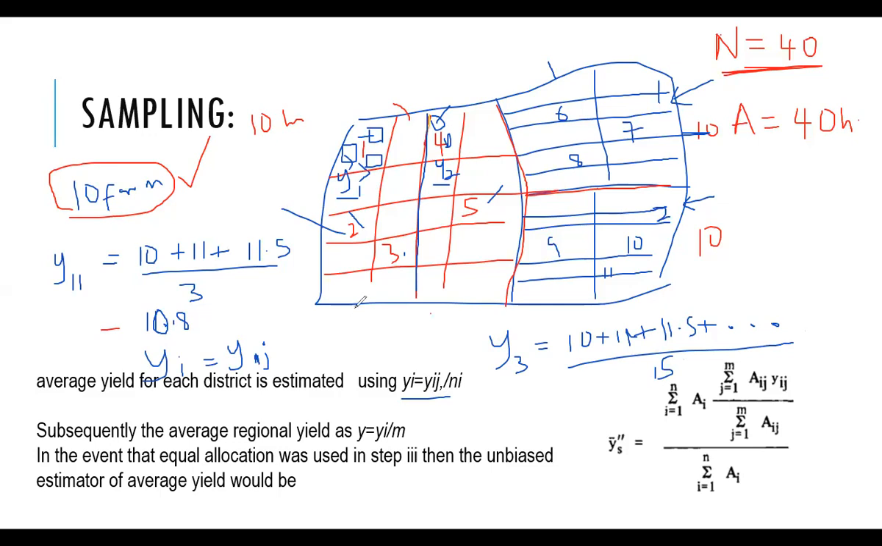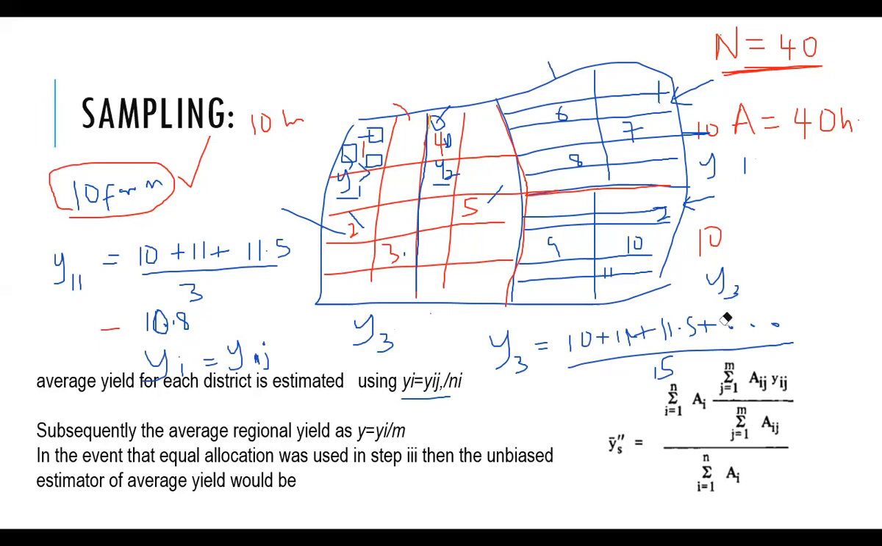Now, after you've obtained the mean for the various strata, which is y1, y2, and y3, then you can also find the mean for the entire region.